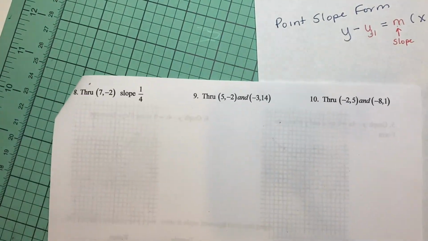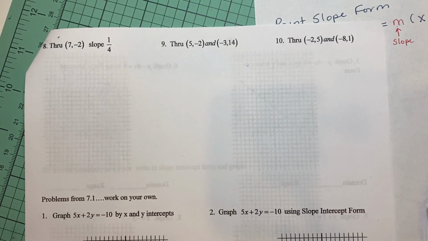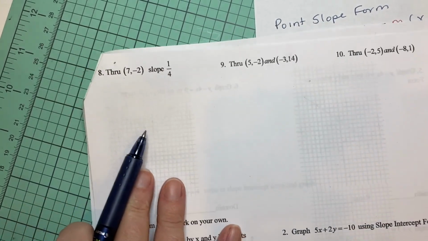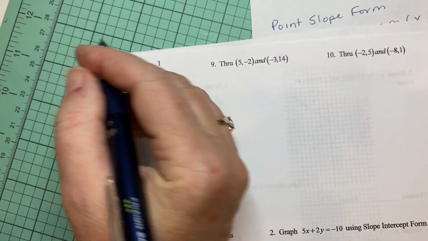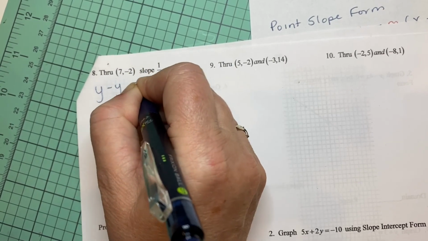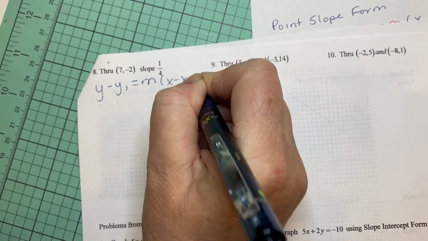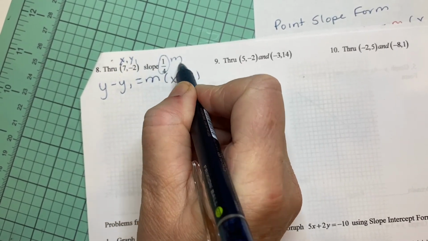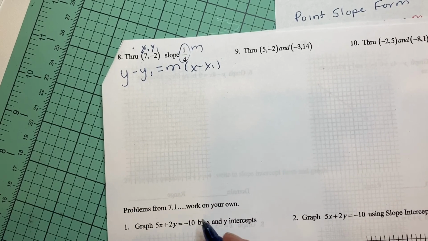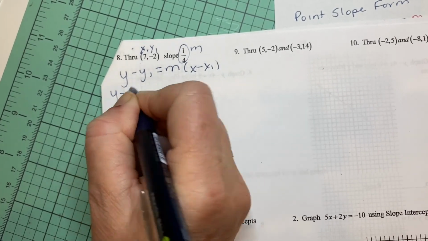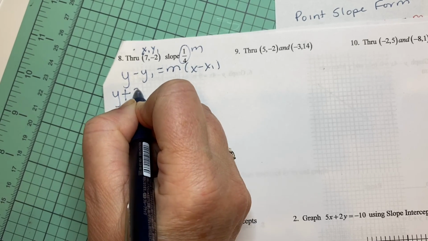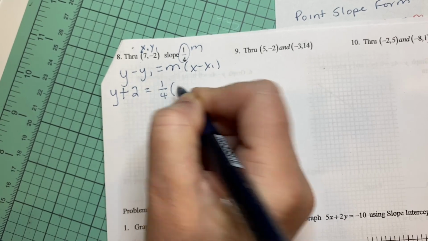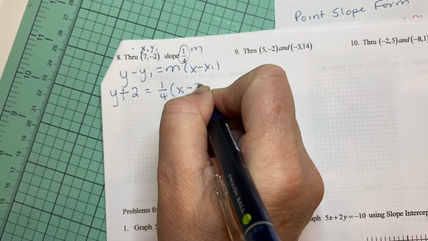Okay, just a few more. This next one's really the same thing. Just got another fraction, so let's go ahead and work through another one. We're going to use that formula, y minus y sub 1 equals m times x minus x sub 1, where this is my x1, y1, and this is my m. So let's plug that in. So y minus a negative 2 makes that a positive 2. Remember, if it's negative there, it's positive there, equals 1/4, parentheses, x minus 7.